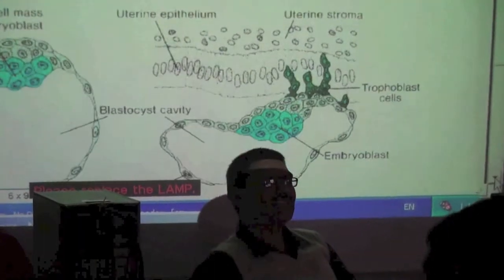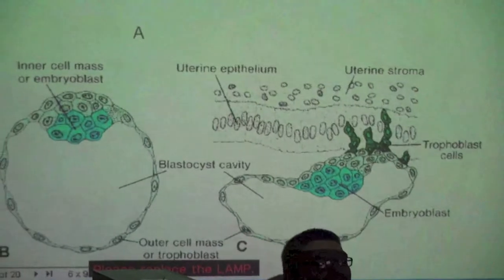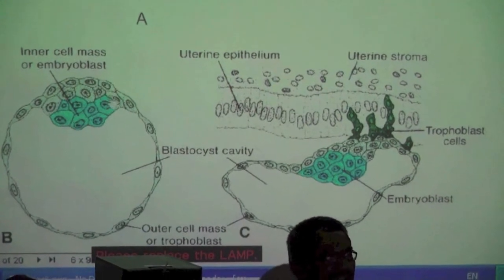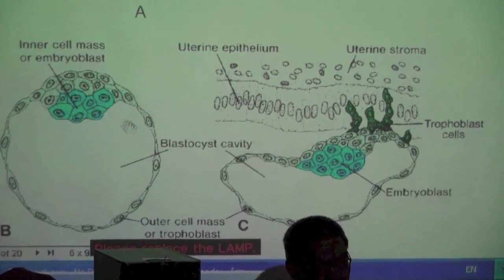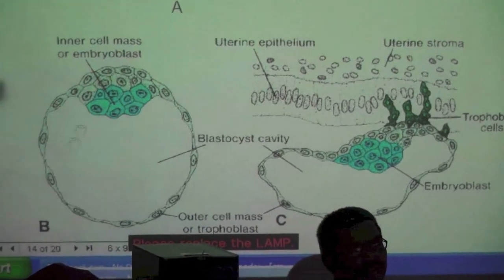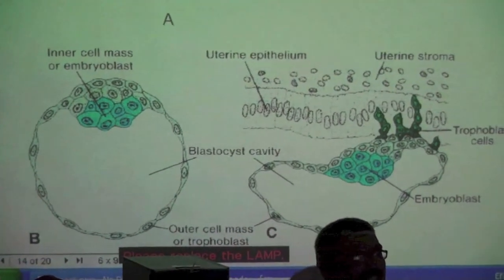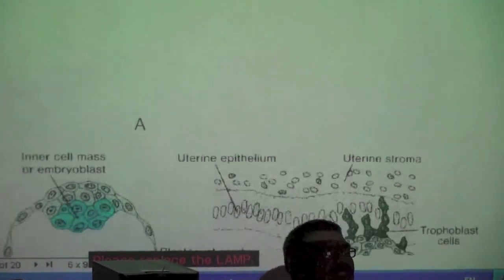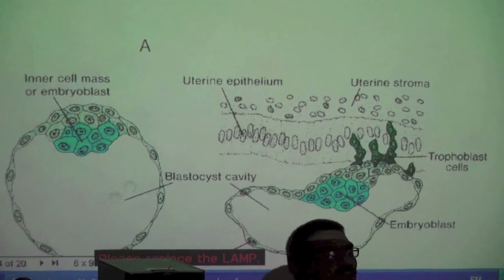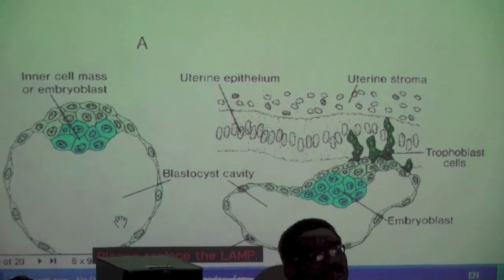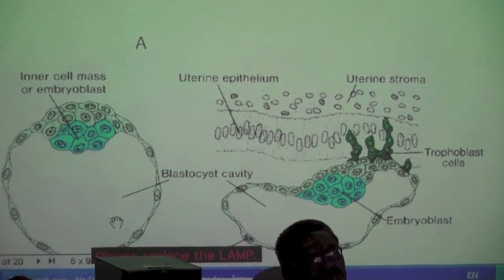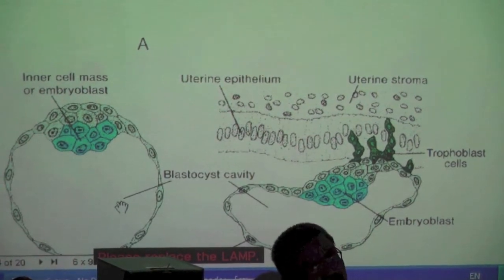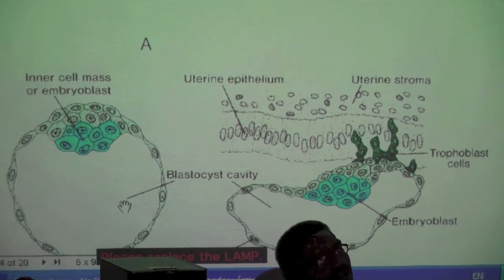Now what happens? When the number of cells increases, now these cells organize. Some cells go towards one side, and some cells go towards the periphery, and a cavity develops here. Actually, this picture tells you this was full of cells. Does the cavity start within morula or after morula? After morula. So in morula, there is no cavity.